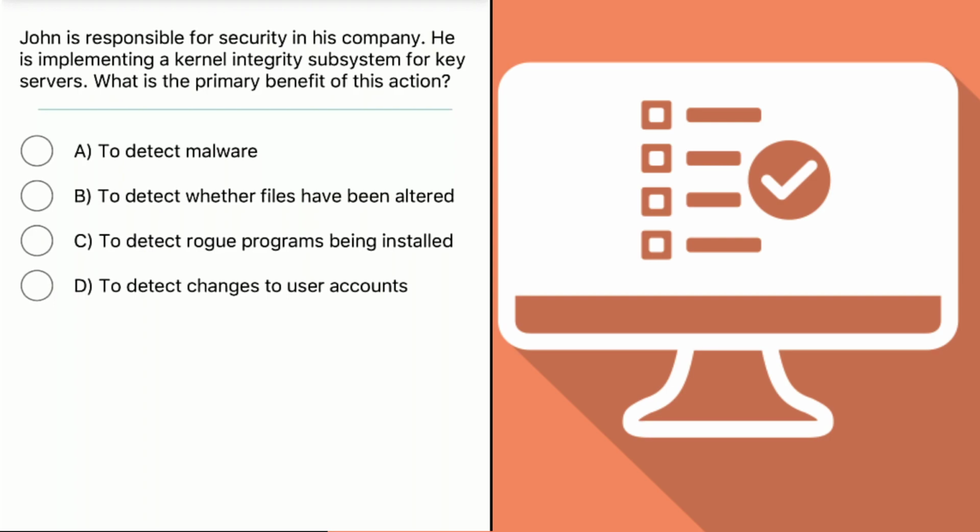John is responsible for security in his company. He is implementing a kernel integrity subsystem for key servers. What is the primary benefit of this? A. To detect malware. B. To detect whether files have been altered. C. To detect rogue programs being installed. D. To detect changes to user accounts.